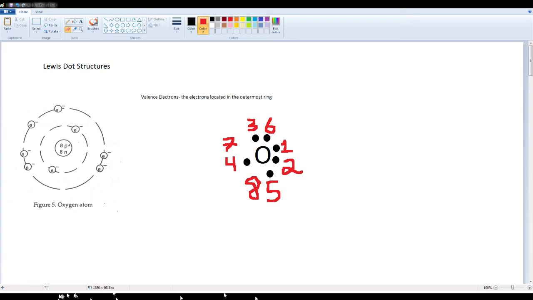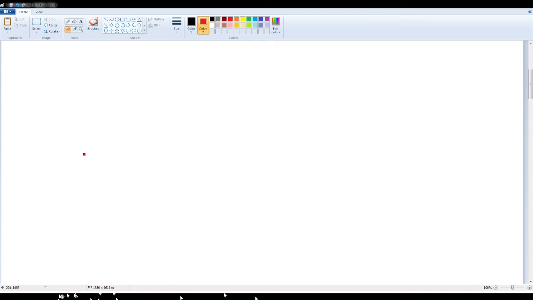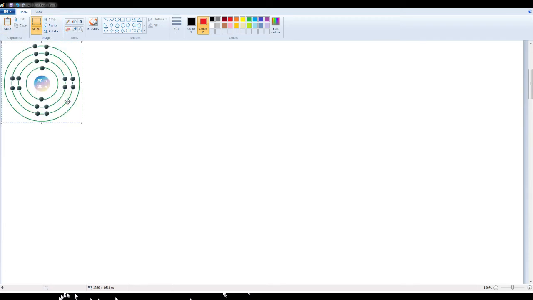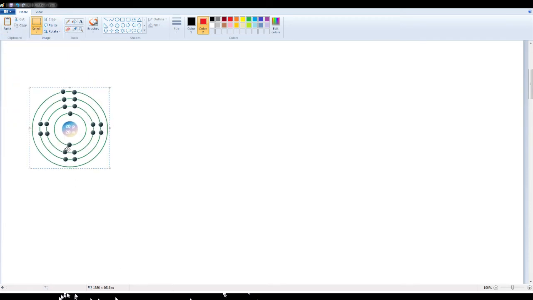So let's look at another atom. Let's look at, say, a calcium atom. Calcium has 20 protons, which means it has 20 electrons. We don't care how many protons and neutrons are in the center when we do a Lewis dot. We don't care how many are in the innermost rings. All I'm looking at is that outermost ring of electrons. And if I look at that outermost ring, I see 2.